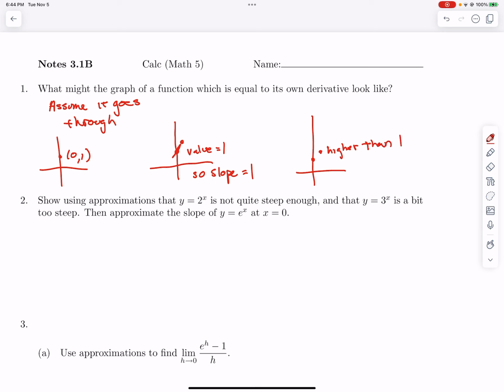And if it equals its slope, it's going to look like this on the right. On the left side, the slope is 1, it's going to go down a bit and flatten out, and the slope will get more and more flat.